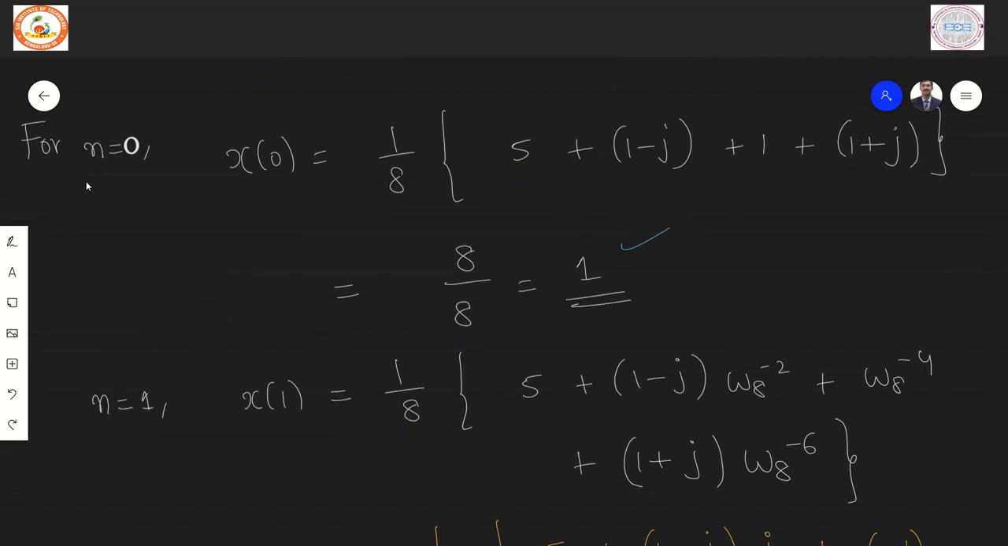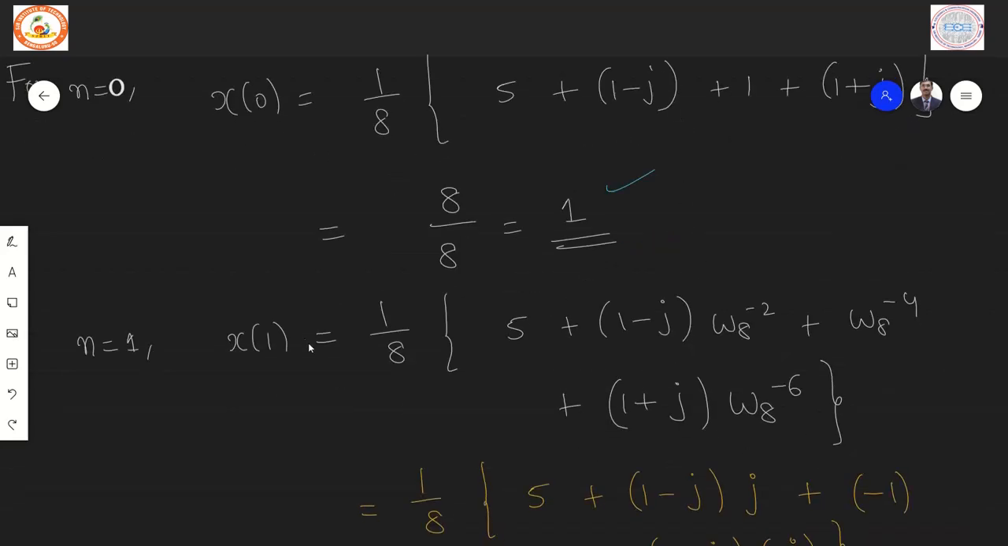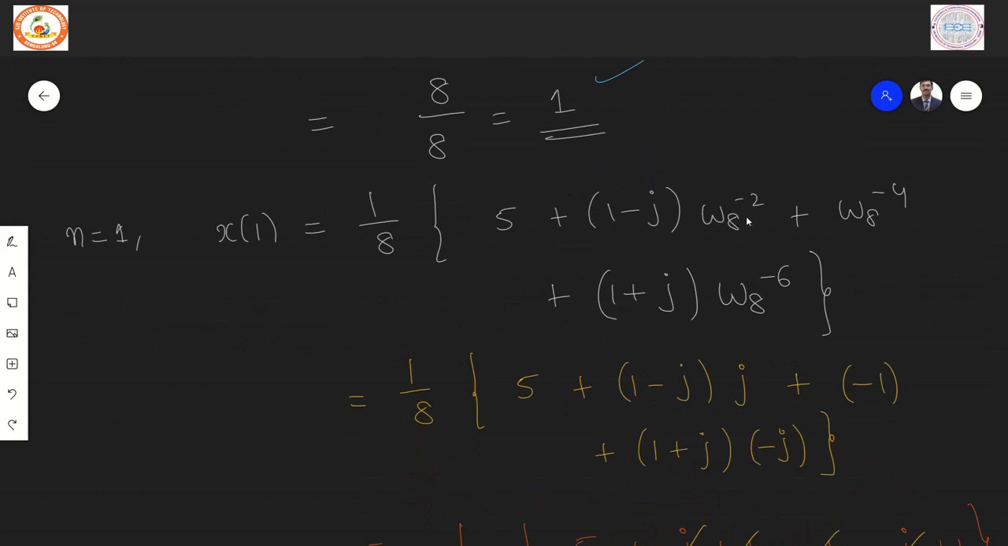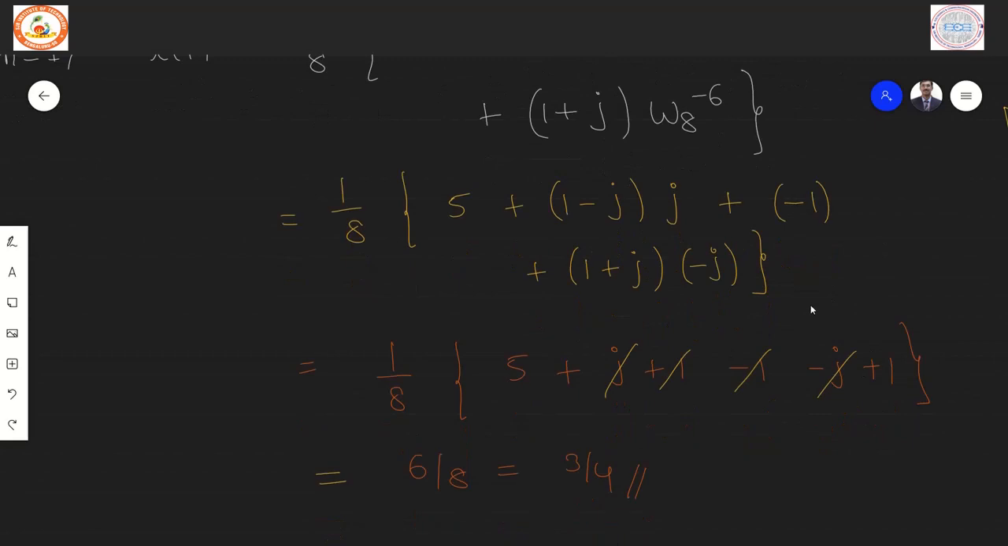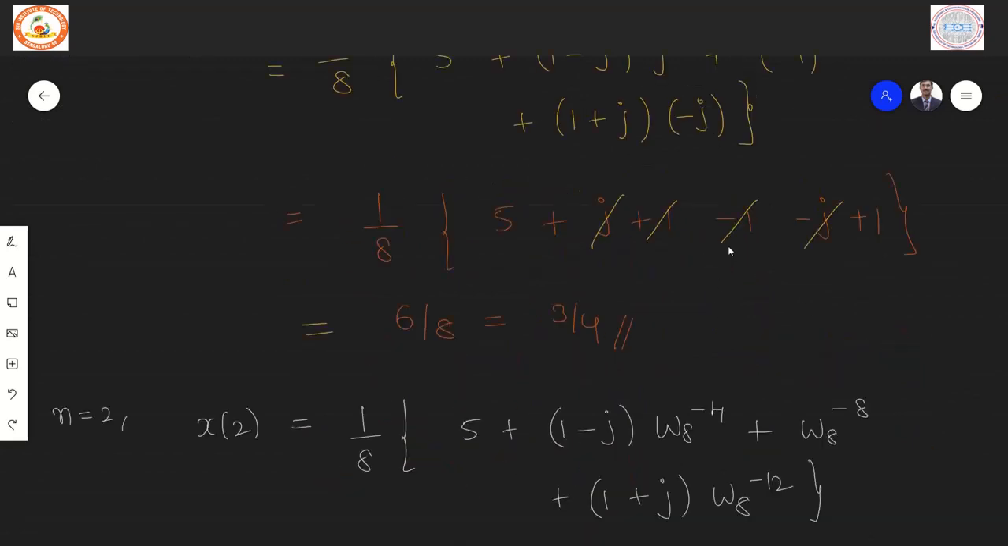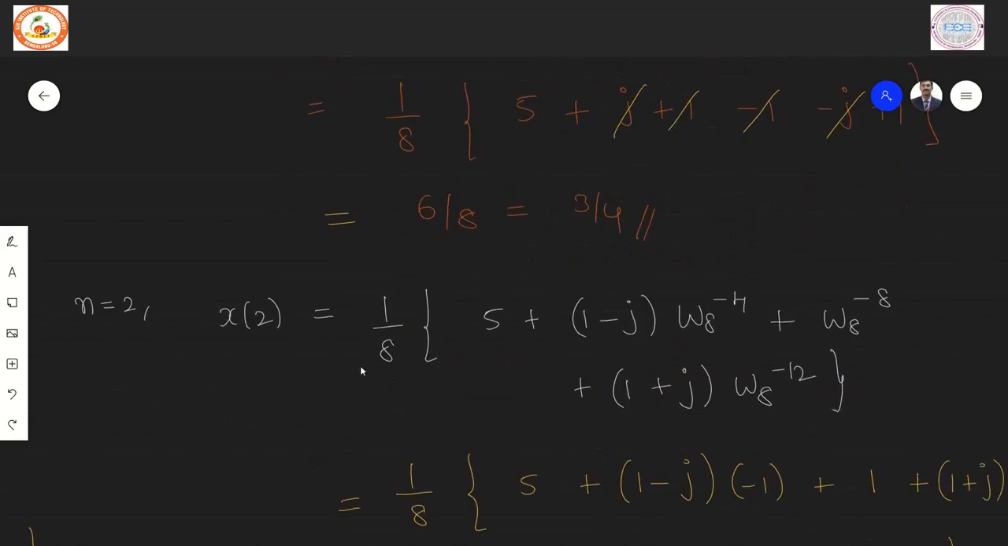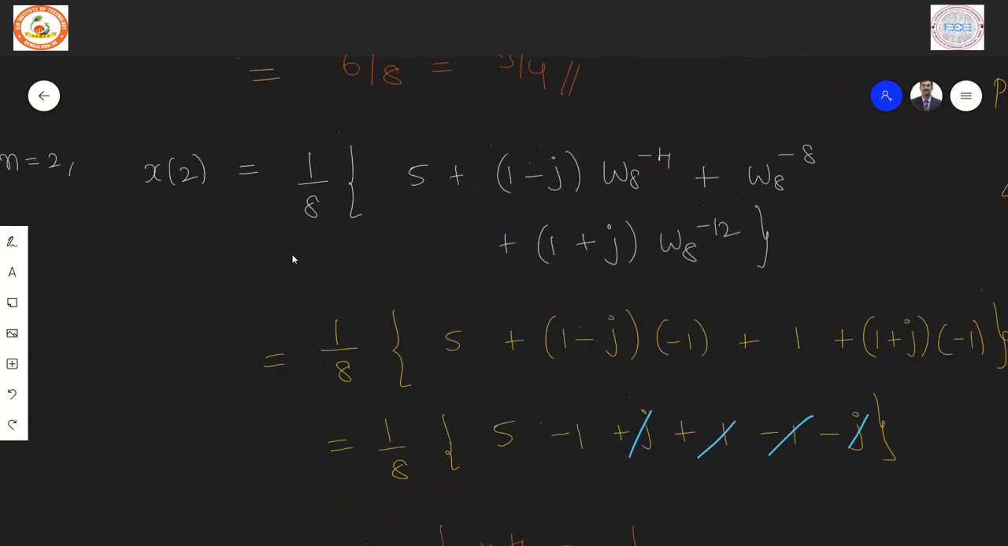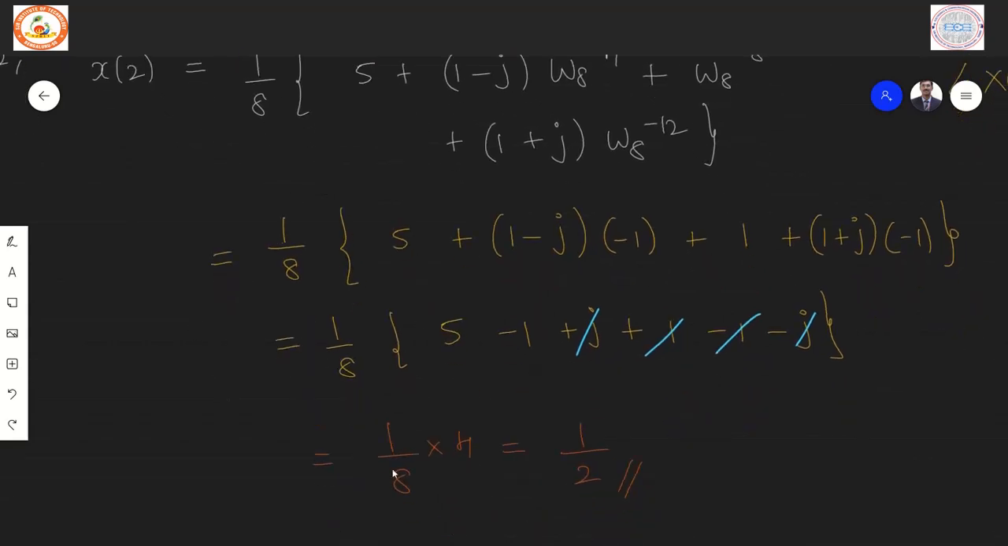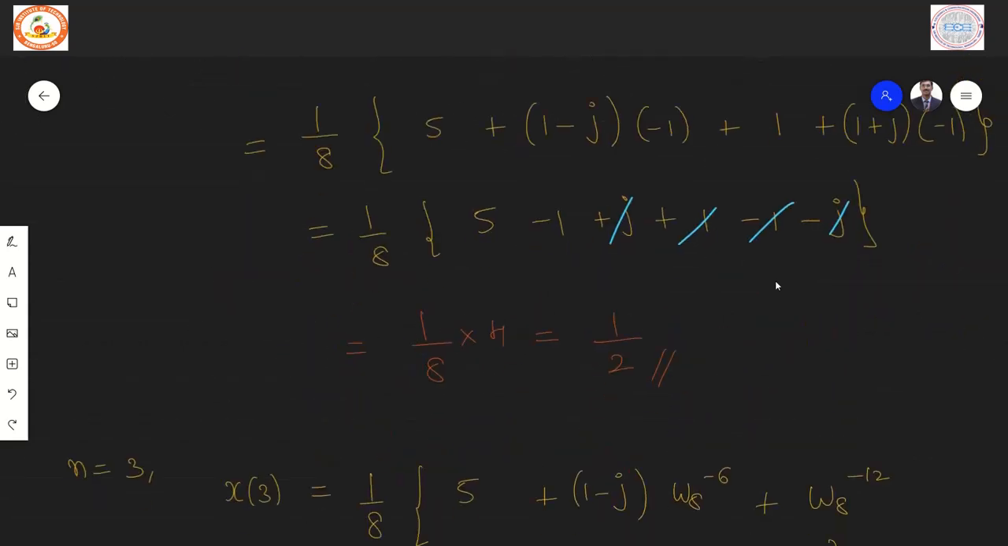Substituting for the different values of n, let's start with n is equal to 0. The equation for x of 0 simplifies and you get the result as 8 by 8 and the result is 1. Next, for n is equal to 1, similarly, when you substitute and put the various values of twiddle factors, the simplification here will give you a result which is 6 by 8 and the answer is 3 by 4. Next, when you put n is equal to 2, similar substitution will give you the result which is 1 by 8 into 4. The answer is 1 by 2.